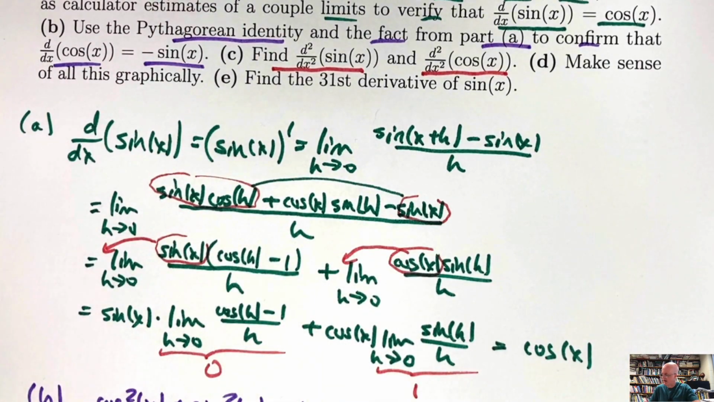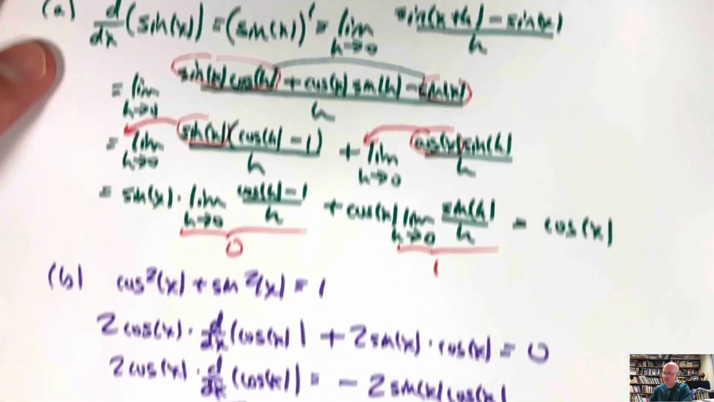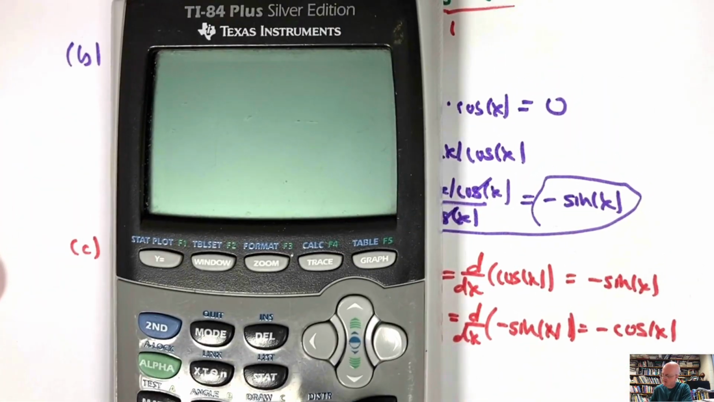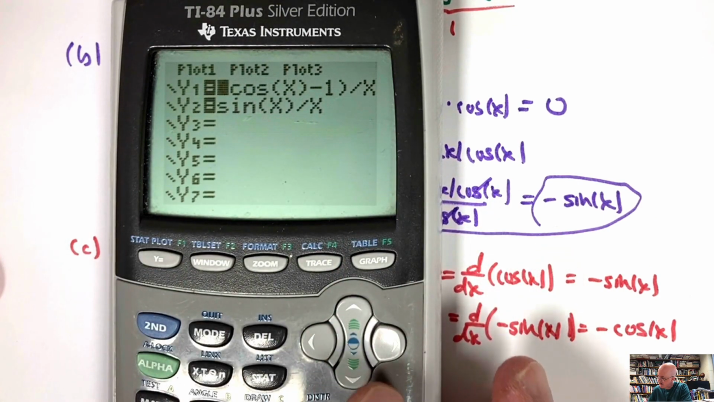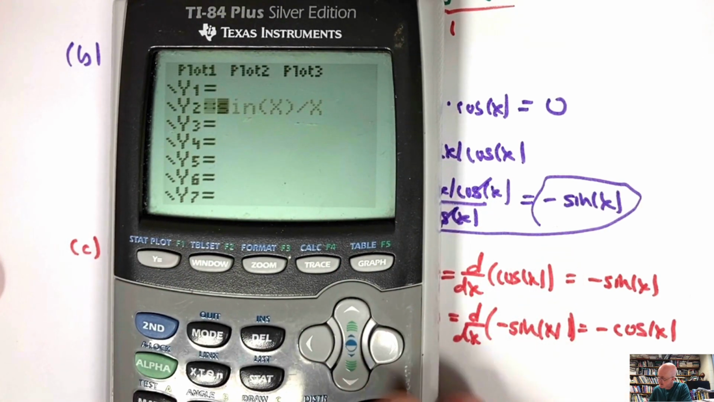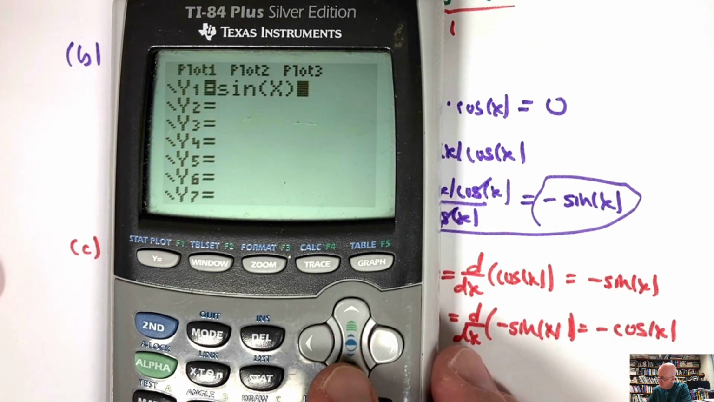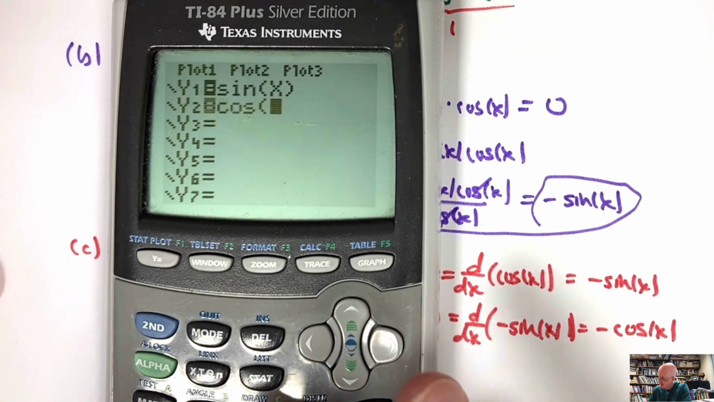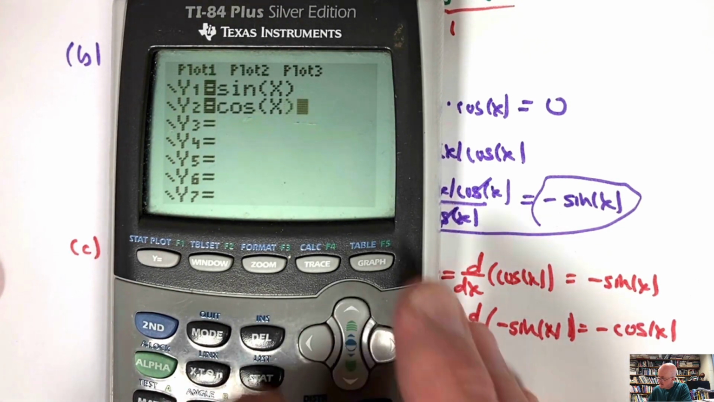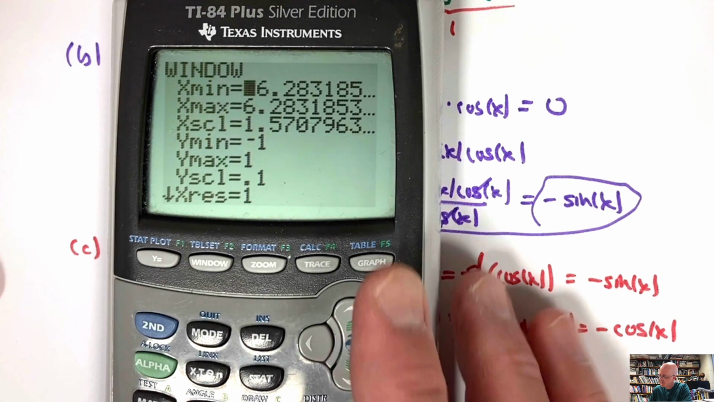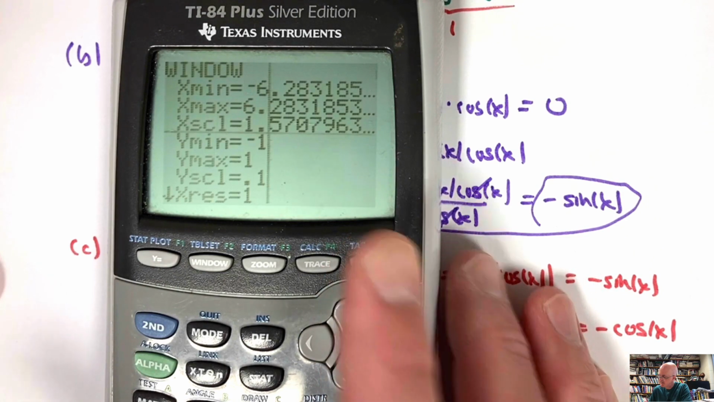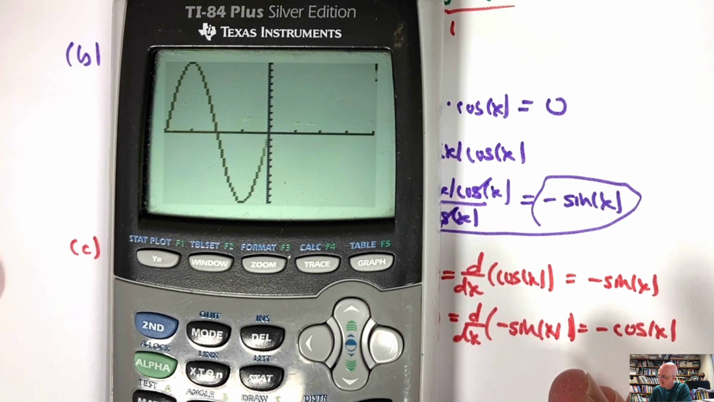I won't write anything down, but let's use the calculator. Let's graph the sine and cosine functions. Go back here and delete these. Sine function, make sure you're in radian mode again. Cosine function, again my interval, x is going between negative 2 pi and positive 2 pi, y is going between negative 1 and 1. First function is the sine function, here it is. Second function is the cosine function.